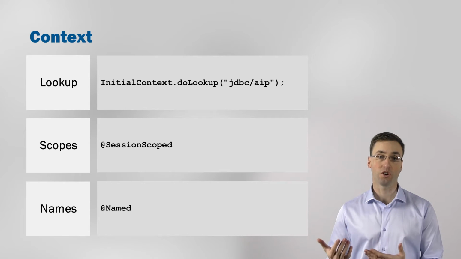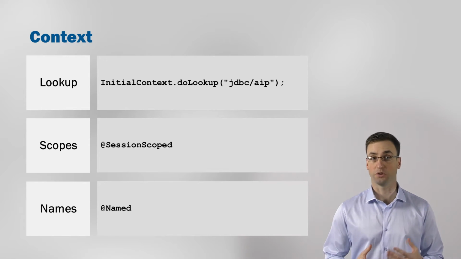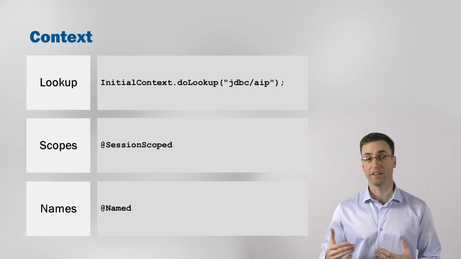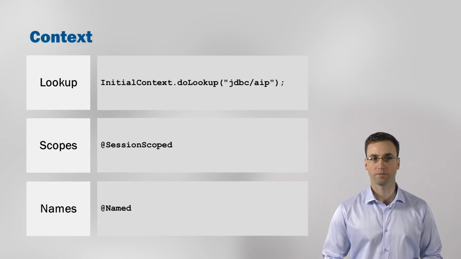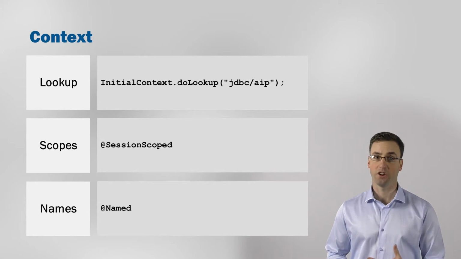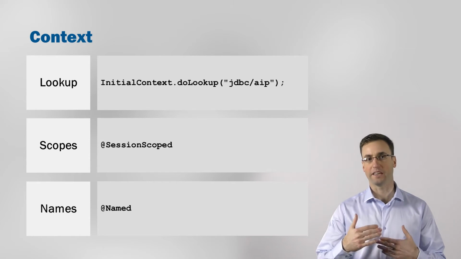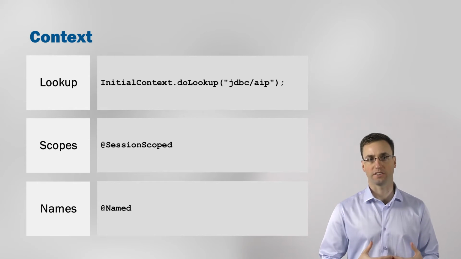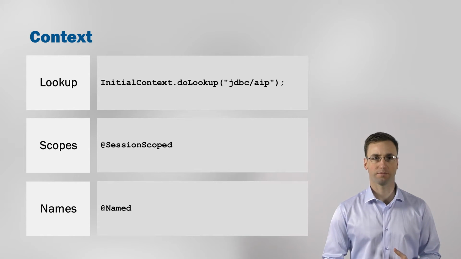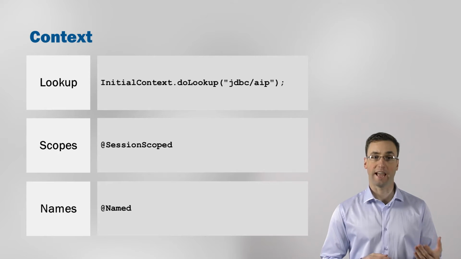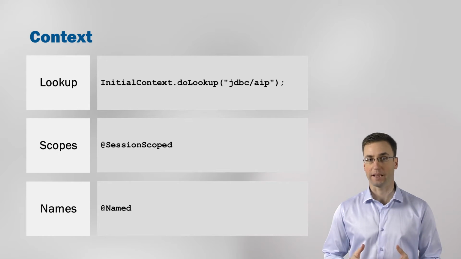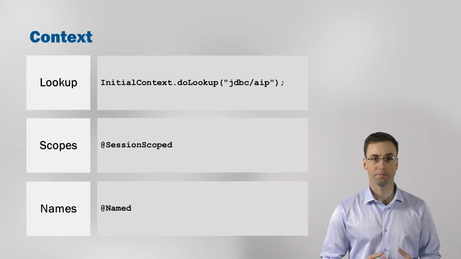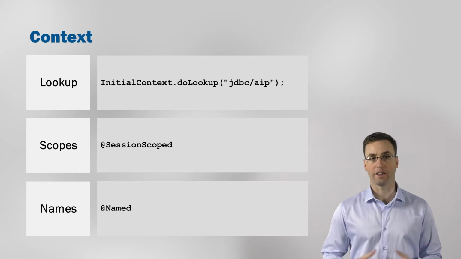I used InitialContext.doLookup to get access to a JDBC database connection that was configured and pulled by the application server. I used a session scoped annotation on a Java Server Faces backing bean to tell the application server that it should manage the backing bean on a per user basis, which should survive multiple requests. I also used a name annotation on a Java Server Faces backing bean. That meant I could refer to it by name in a Facelets view. And actually, these are all part of Java EE context management.